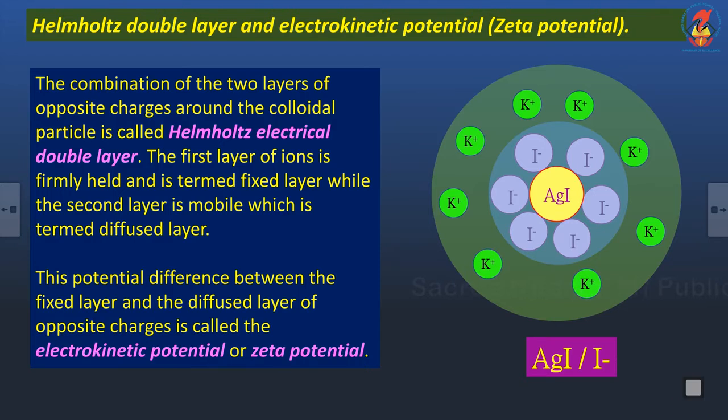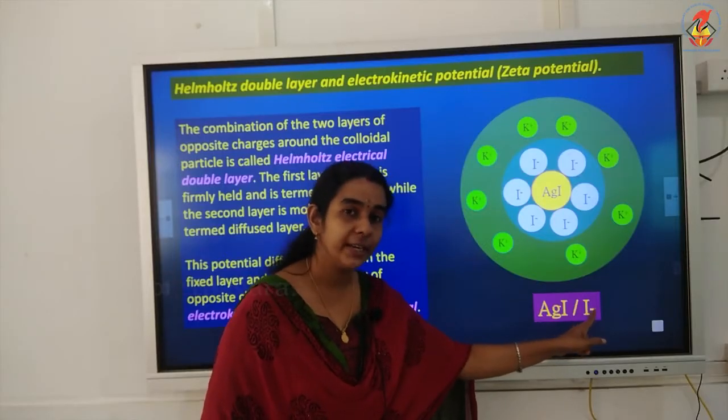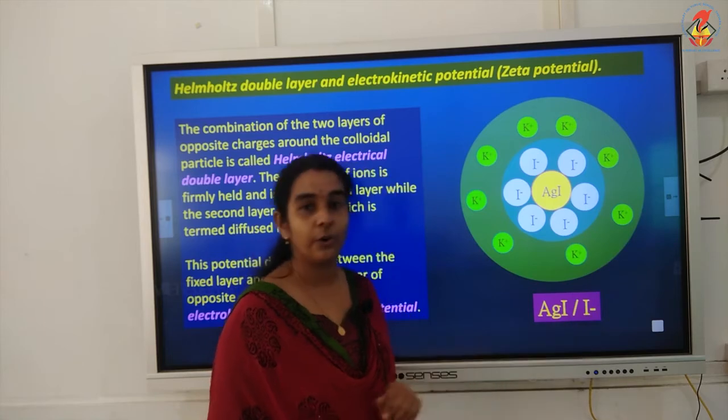Now this is the way we represent the charged colloid. So AgI precipitate, if it is adsorbing I minus ion from the surroundings, this is a negative colloid. AgI bar I minus means AgI is adsorbing I minus from the medium, so it will be a negative colloid.